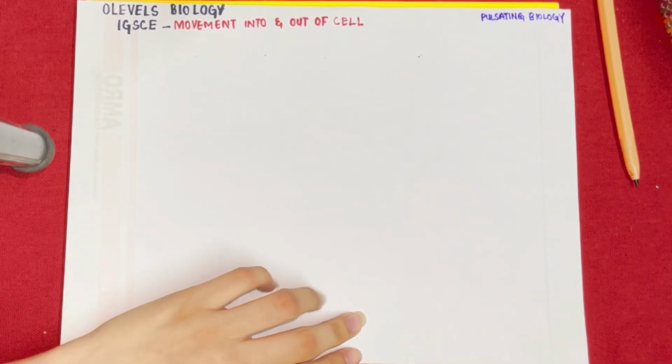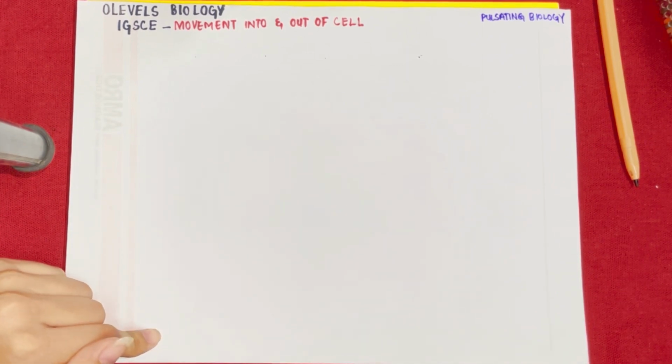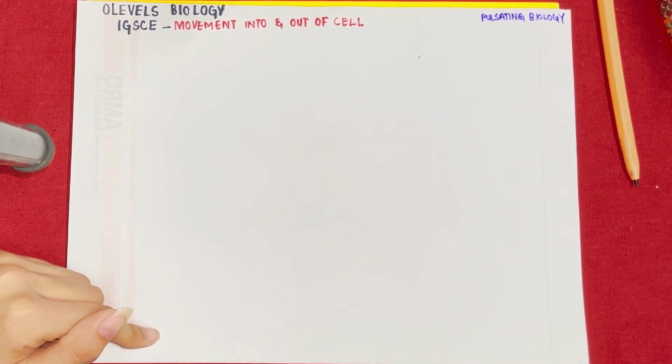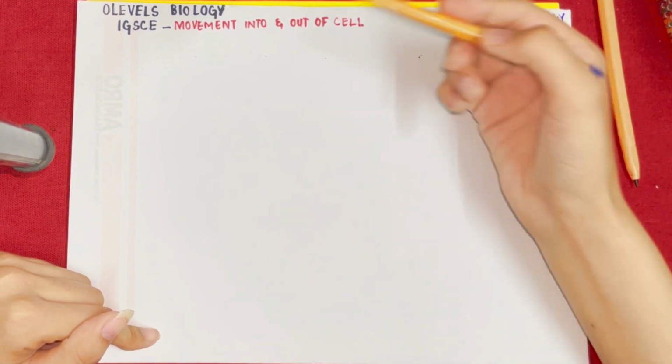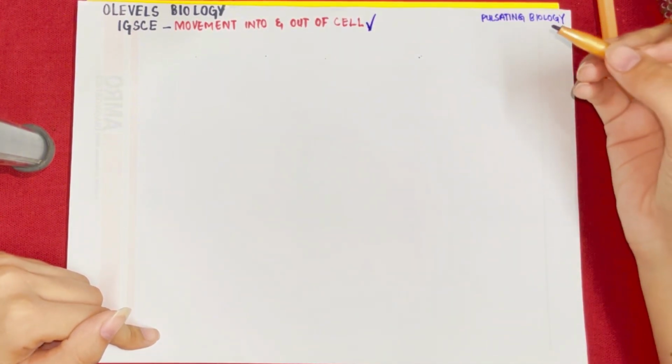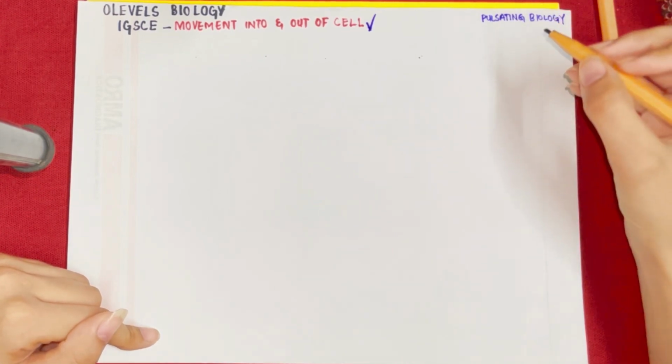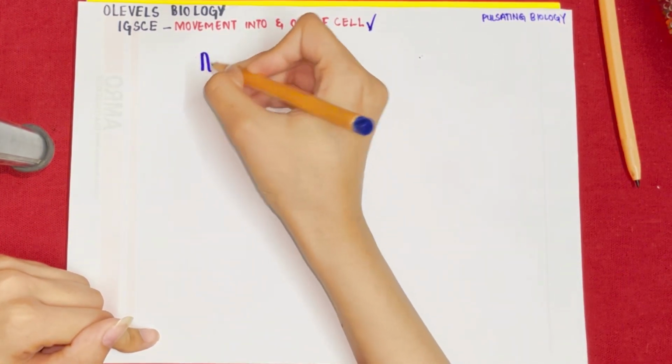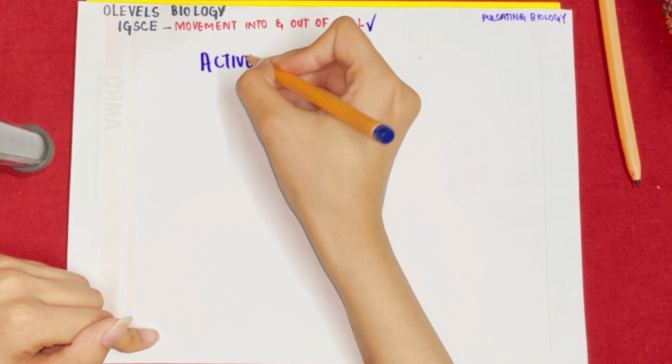Welcome back to another video of the Pulsating Biology for the IGCSE chapter number 3, that is the movement into and out of the cell. We have discussed most of the topics in the previous video. For today's video, we have a very important topic, that is active transport.